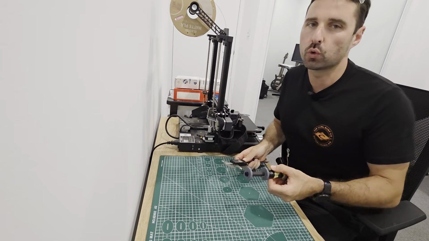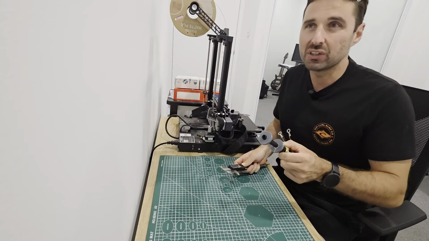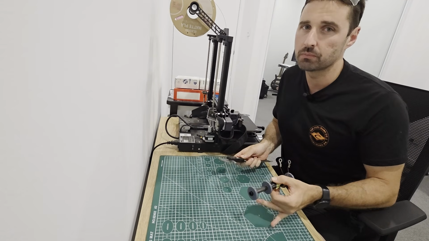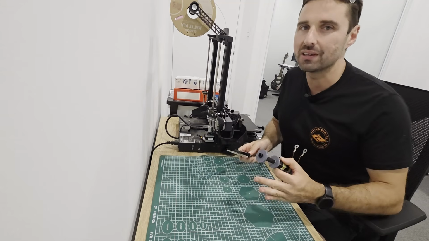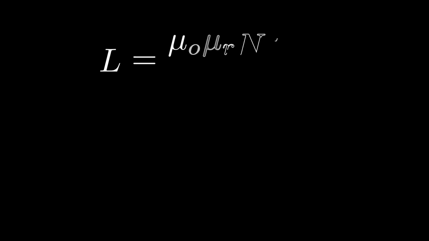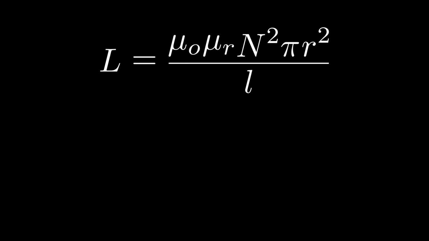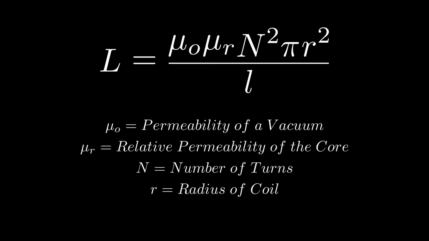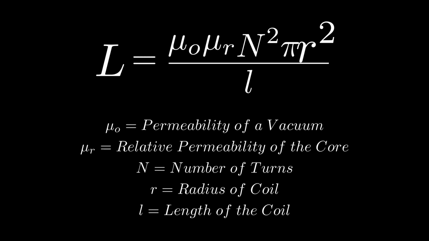So what role does the coil's radius play in all this? Besides increasing or decreasing the resistance depending on the number of layers wound, it plays a role in determining the inductance of the coil. The inductance is determined by the multiplication of the permeability of a vacuum, the relative permeability of the core, the number of turns squared, pi, and the radius of the coil squared, all divided by the coil's length. Here we can see, as we increase the radius of the coil, its inductance will also increase.